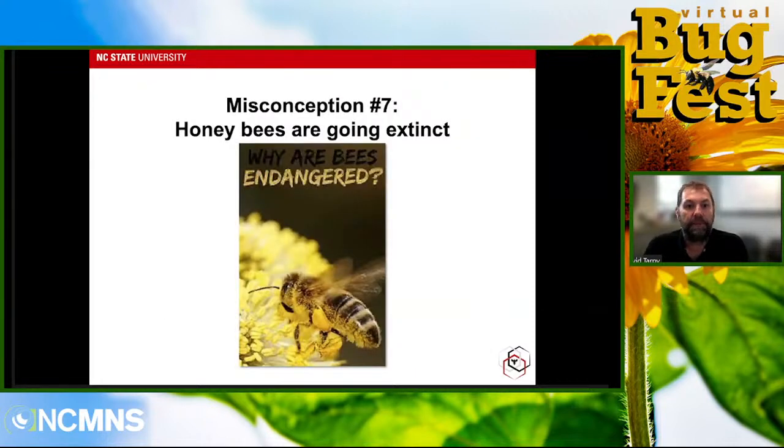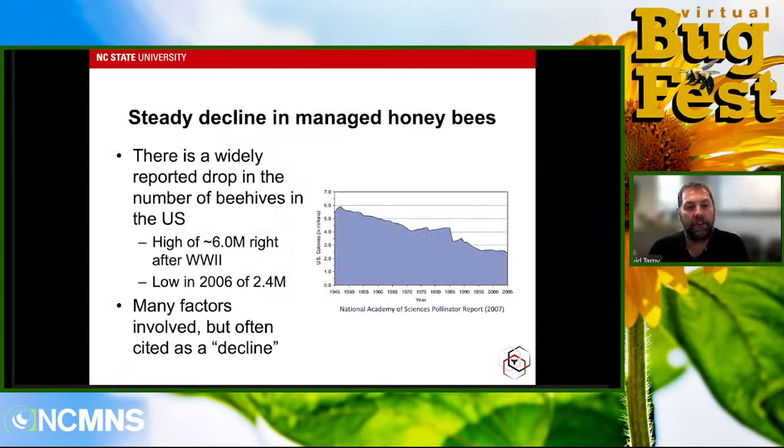Now, a seventh misconception is that honeybees are going extinct, or they're endangered, or some other wording to that effect, where honeybees are at risk of no longer being around. And that's another misconception that is often, again, based in a kernel of truth, in the sense that there's this widely reported figure that was generated from just before CCD kind of hit the headlines, by the National Academy of Sciences, where they were looking at the long-term trends of managed beehives in the United States.